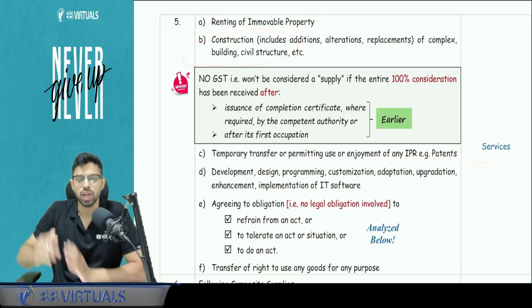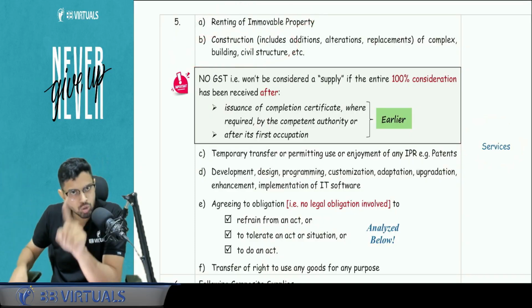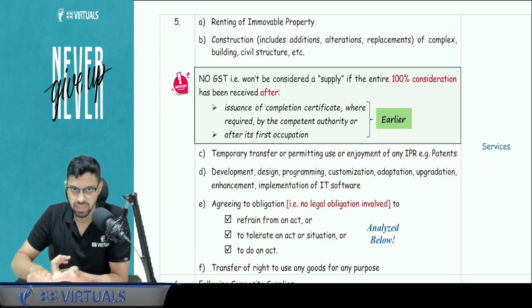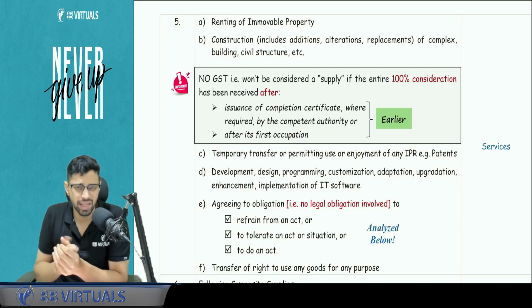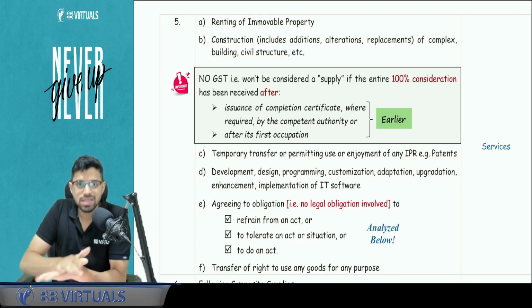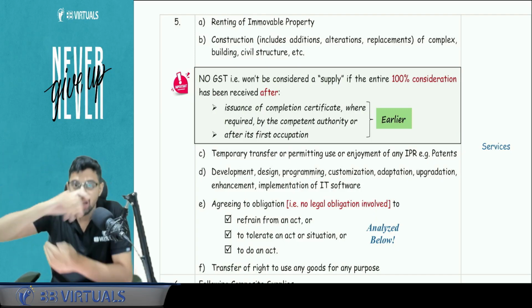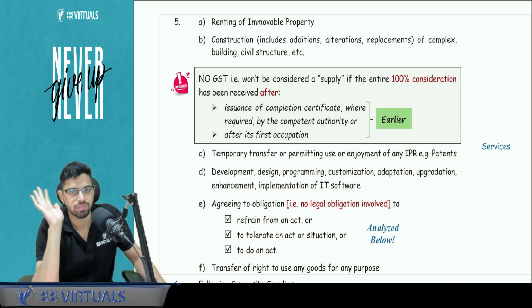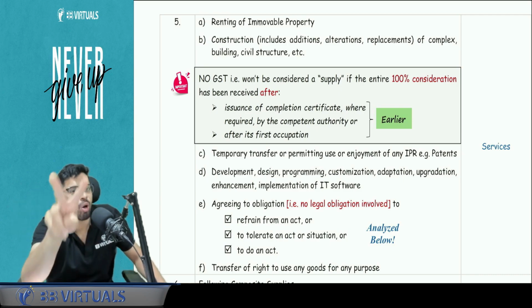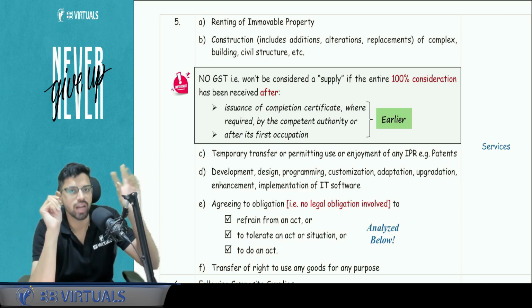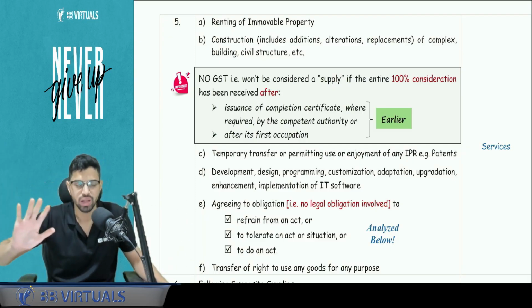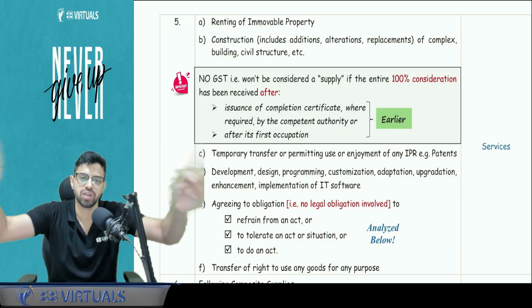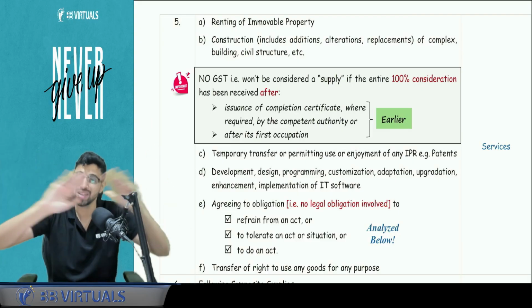Now what about construction? If you're buying an under construction property, it is under the scope of GST. Why? It is considered as supply of services. But if you buy a ready-made property, for that you have to learn a technical condition for writing in the exam: if 100% consideration, not even rupee 1 should be paid earlier, 100% consideration is given to the developer after the earlier of 2 dates. What are those 2 dates? Completion certificate or first occupation. Both basically denote one thing, that the property is ready to stay. It is ready to move in. So 100% consideration given after the earlier of 2 dates, no GST because it is not a supply. Yes.